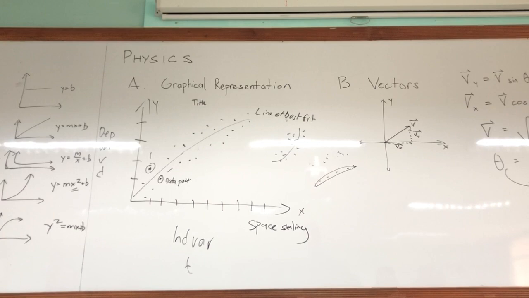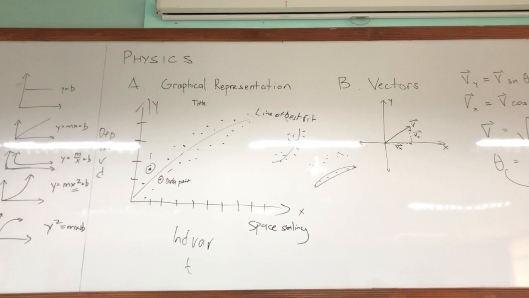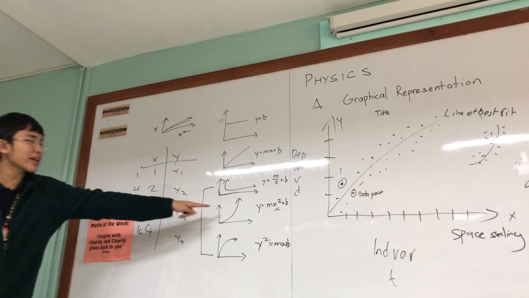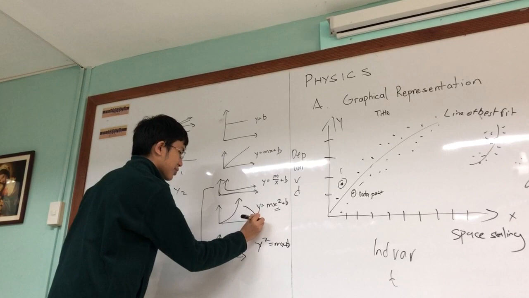So say it looks like this when it's y versus x, but when you make it y versus x squared, it will look like that, and it will become a line. If it looks like a parabola facing up, or facing down, that's y equals x squared.